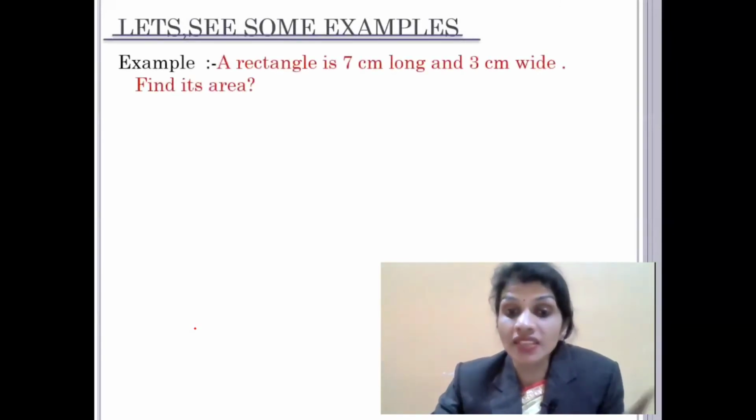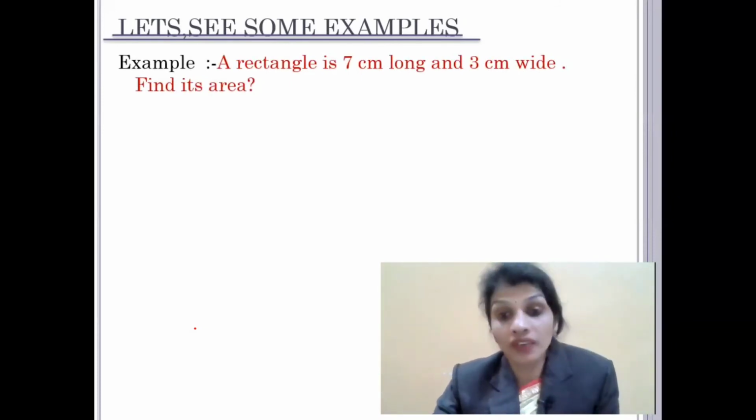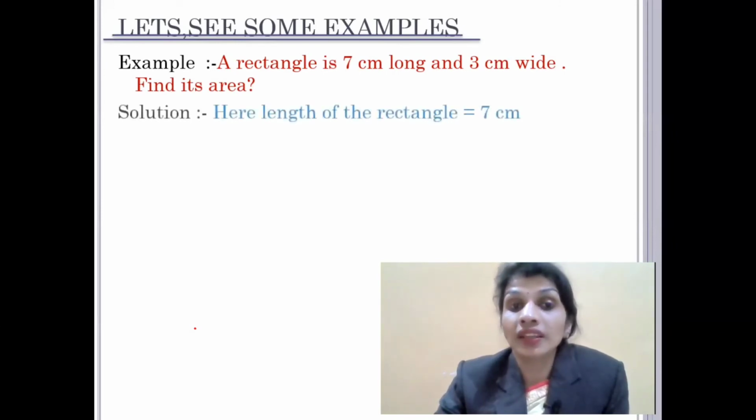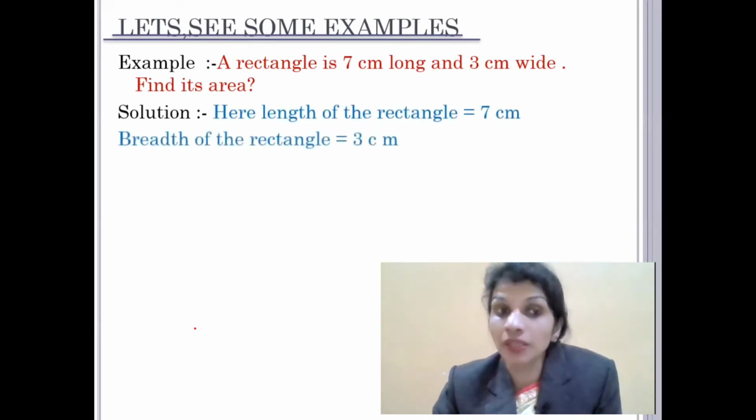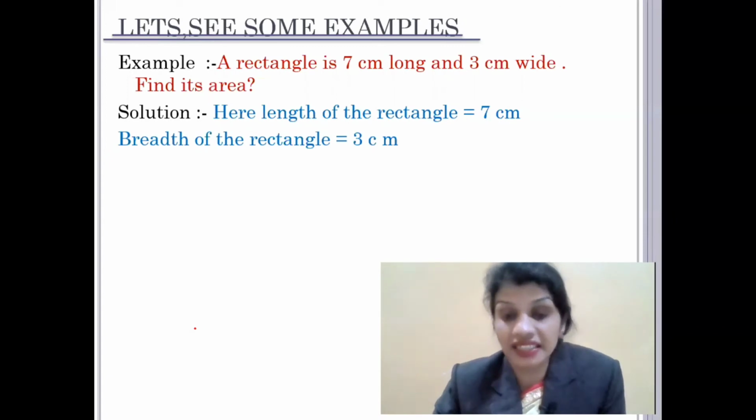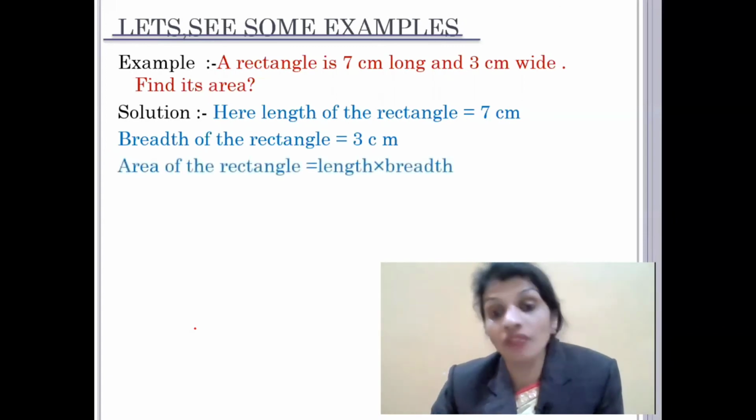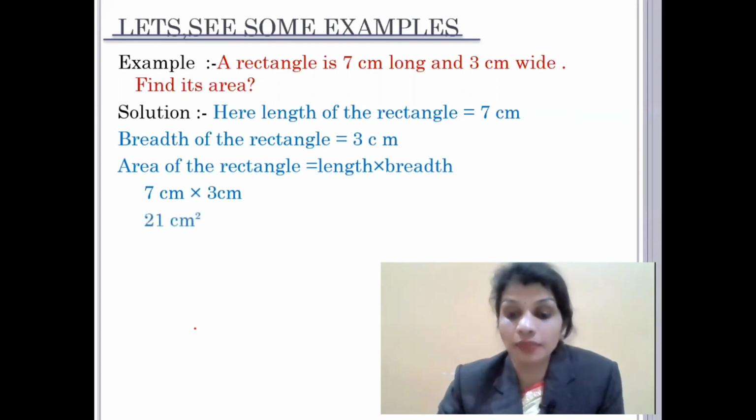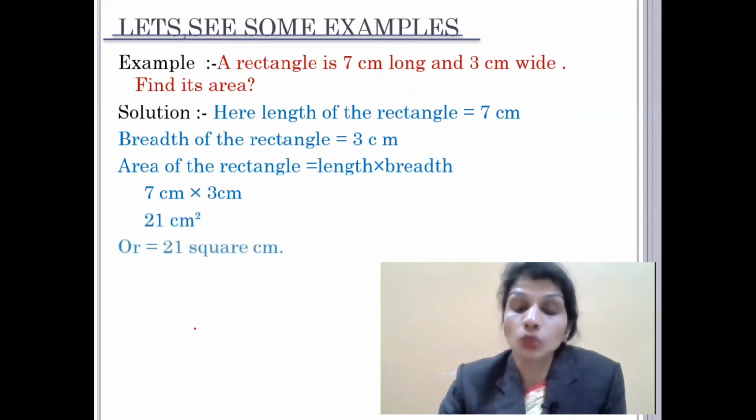A rectangle is 7 centimeter long and 3 centimeter wide. We have to find its area. You can find it in two methods. Either you draw the box and divide it into 1 square units, or you just write the formula. We know that the length of the rectangle is 7 centimeter, the breadth of the rectangle is 3 centimeter, and we know the area of a rectangle is length into breadth. I have told you in the above activity. So 7 into 3, which is equal to 21 centimeter square or 21 square centimeter.